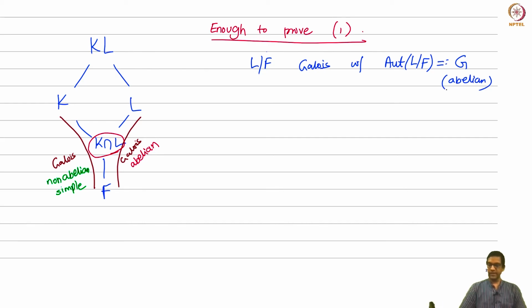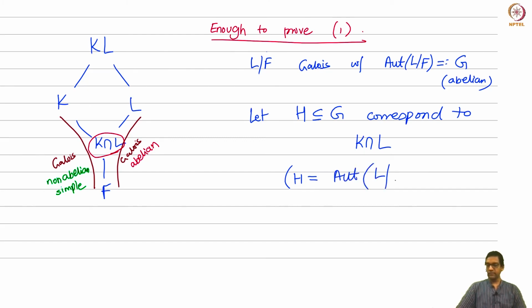And let's look at the subfield K intersection L. Okay, it's an intermediate field, and therefore that subfield will correspond to some subgroup. So let H, a subgroup of G, correspond. By the fundamental theorem of Galois theory, there is a one-to-one correspondence. So this subfield K intersection L corresponds to a subgroup H, and we know what H is. It's actually the group of automorphisms of L which are identity on K intersection L.